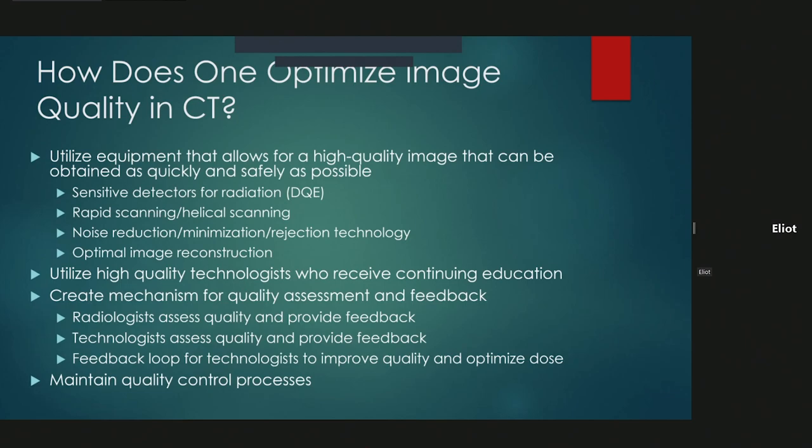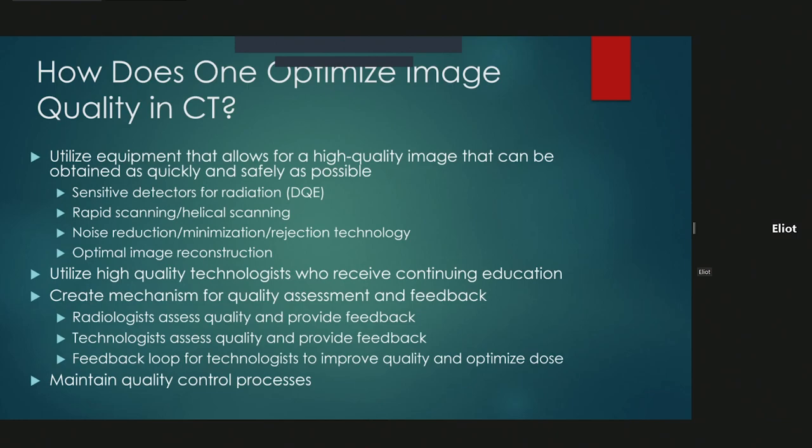And so one of the questions is, well, what are the strategies? How does one optimize image quality in CT? Some of the obvious ones include utilizing equipment that allows for as high a quality image as can be obtained as quickly and safely as possible. You want to use state-of-the-art systems when possible to maximize the likelihood that one has detectors that are optimally sensitive with regard to detected quantum efficiency for radiation. You want to be able to do rapid scanning and helical scanning. There are an increased number of technologies that are available for dose modulation and noise reduction. There are a number of techniques, and we'll talk about some of those, that are becoming increasingly sophisticated, including those using AI for optimal image reconstruction.